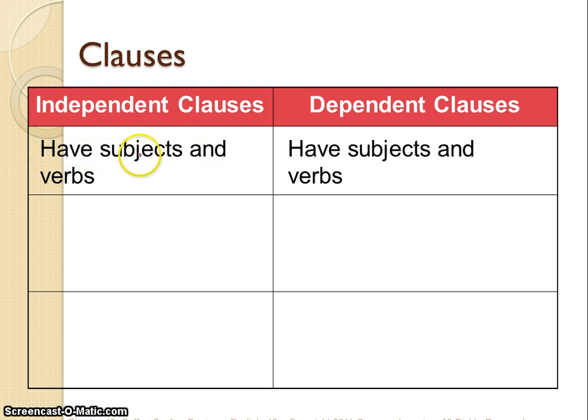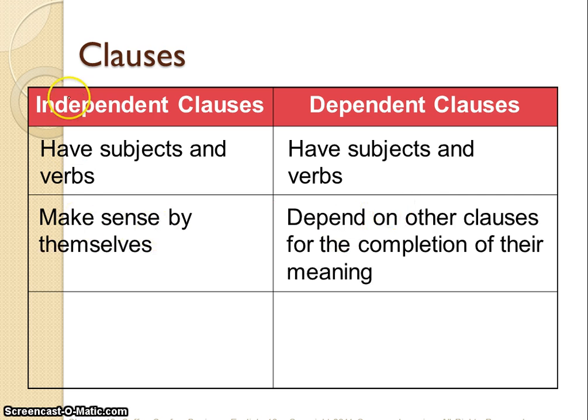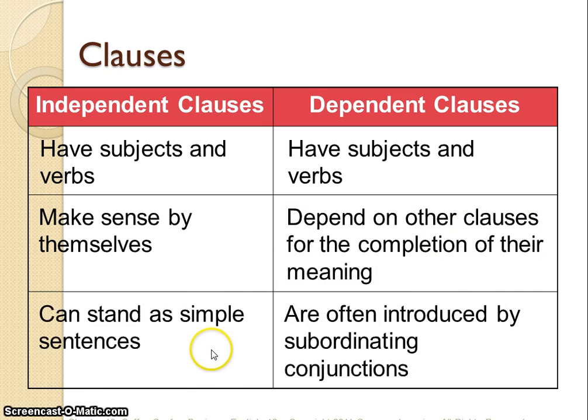Independent clauses have subjects and verbs. Dependent clauses have subjects and verbs too. Independent clauses make sense by themselves. Dependent clauses depend on other clauses for the completion of their meaning. Independent clauses can stand as simple sentences, and dependent clauses are often introduced by subordinating conjunctions. So let's take a peek at this.